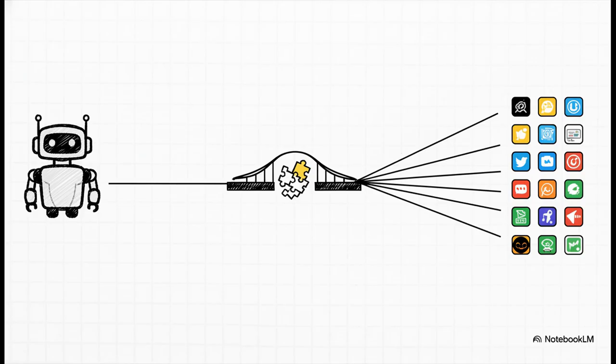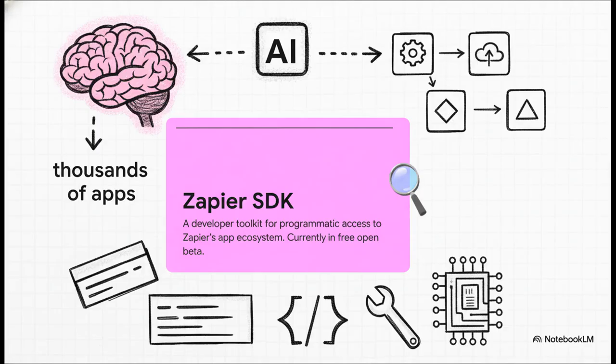Zapier has basically bundled up access to all 9,000 of those apps into one tool for developers. The idea is so simple, but it's totally revolutionary. You connect to Zapier once, and suddenly you're connected to everything. No more building from scratch. No more OAuth hell. That integration wall? It's just gone. So, what is this magic tool? It's called the Zapier SDK.